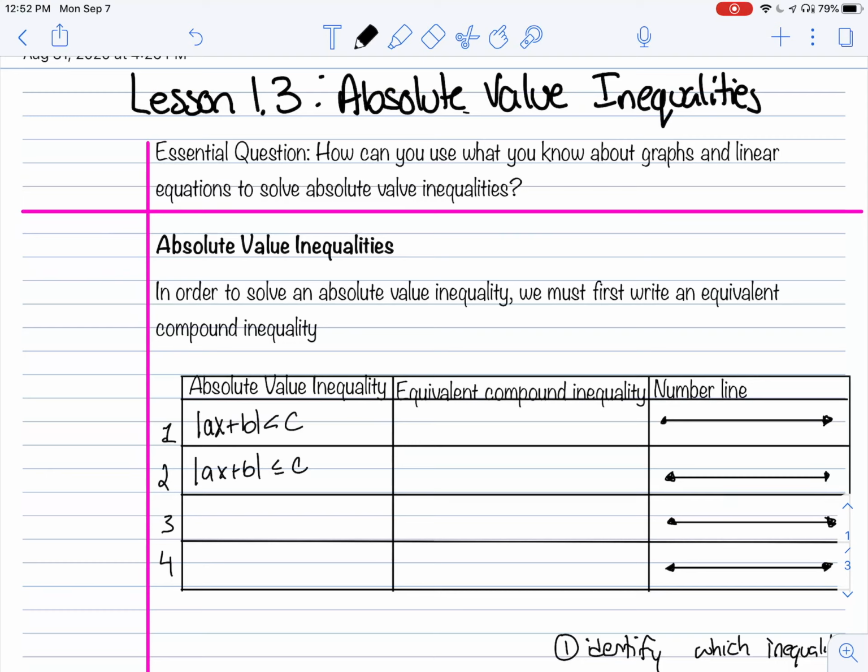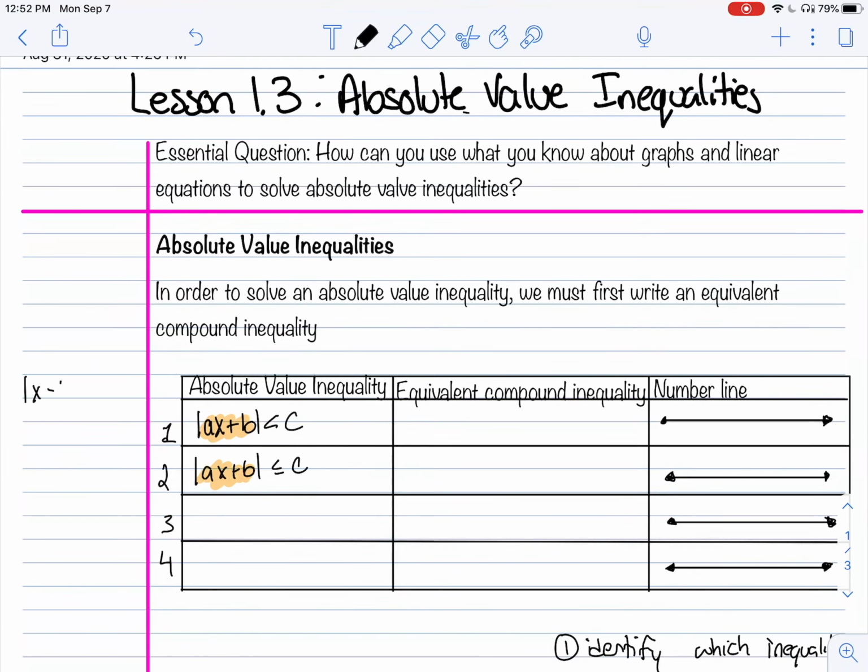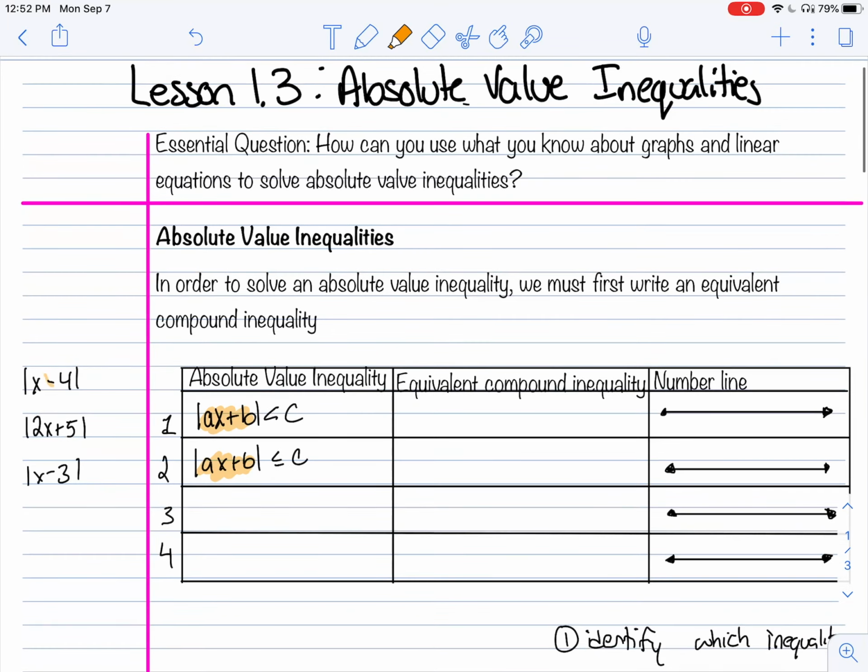So what I've written here is the absolute value of ax plus b is less than or equal to c. Ax plus b here, that is basically just whatever's inside your absolute value symbol. So for instance, you could have x minus 4, or you could have 2x plus 5, or you could have x minus 3. And whatever's inside your absolute value symbol, that's your ax plus b.